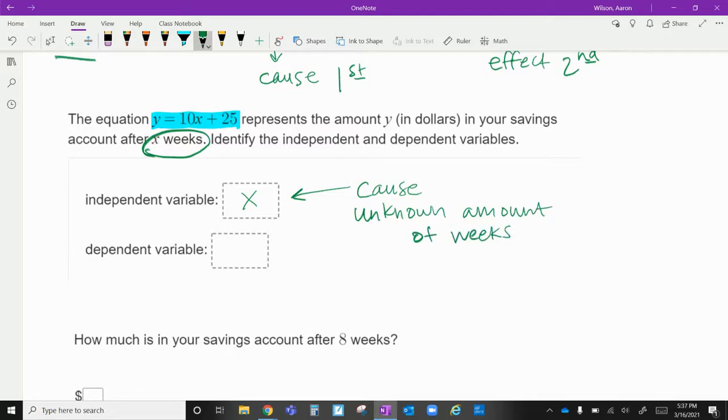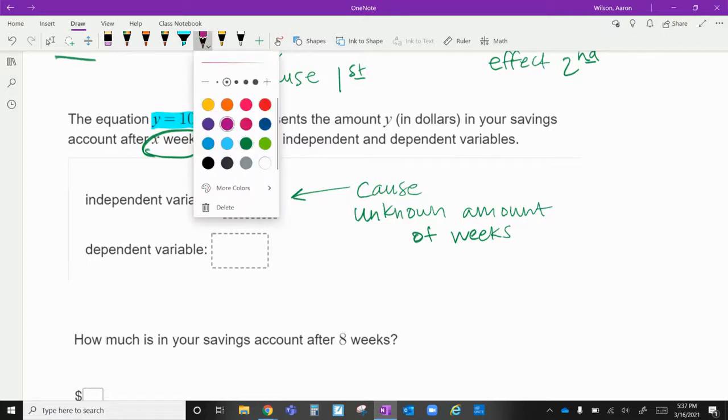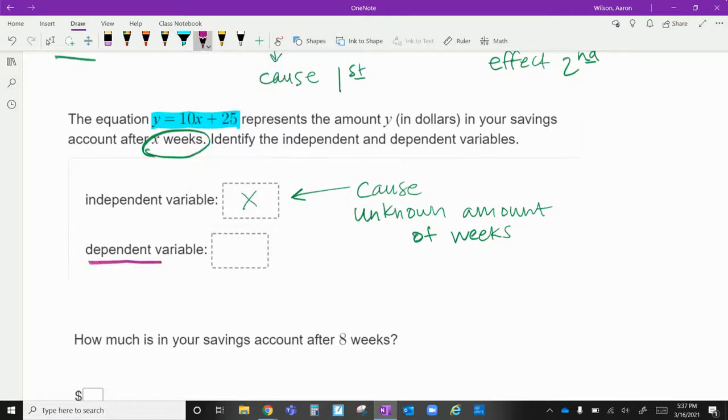And then the next part, otherwise known as our dependent variable. Our dependent variable is kind of what happens after you choose to put in an unknown amount of money. So it's going to be the variable Y, which happens to represent the total amount of money in your savings account. All right, so that's that. That's independent and dependent variable.